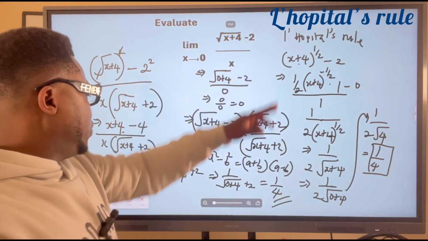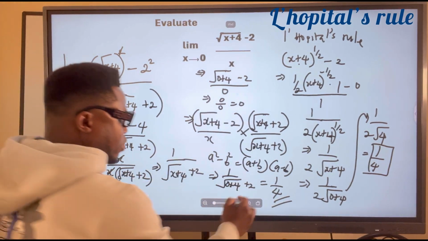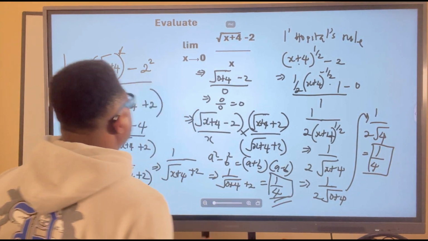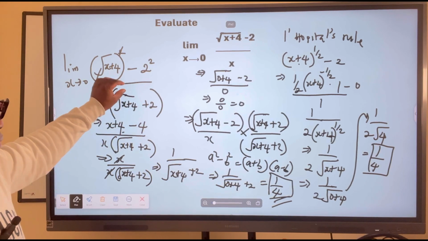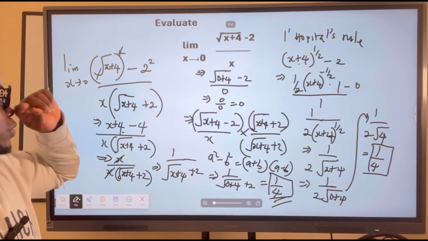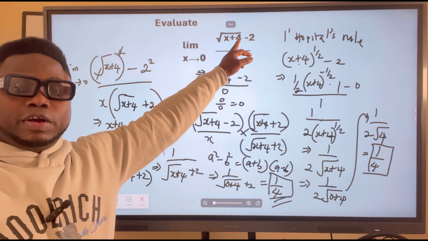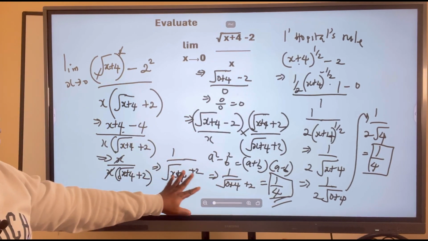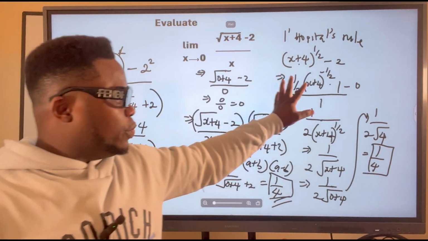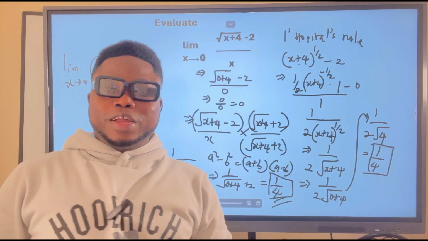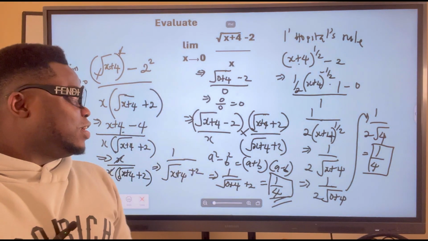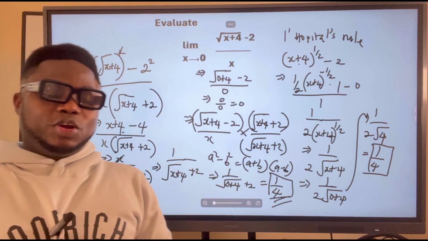Using L'Hopital's rule, this was the same as when I used the conjugate of this radical expression. You can see how I got 1 over 4. So using L'Hopital's rule, I got 1 over 4. So tell me which one is the shortest method, and what do you think? Tell me what you think in the comment section.